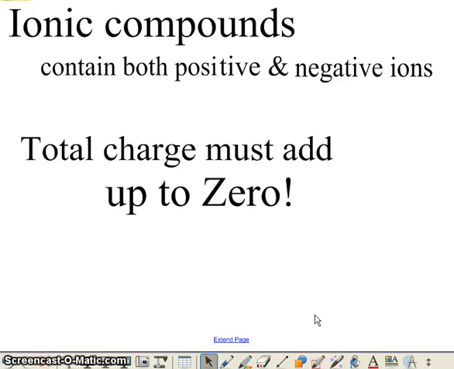So next we're going to put it all together. In order to put it all together, we've got to combine a positive and a negative ion and put them together in the right proportion so that the compound is neutral. In the compound, the charges add up to 0.